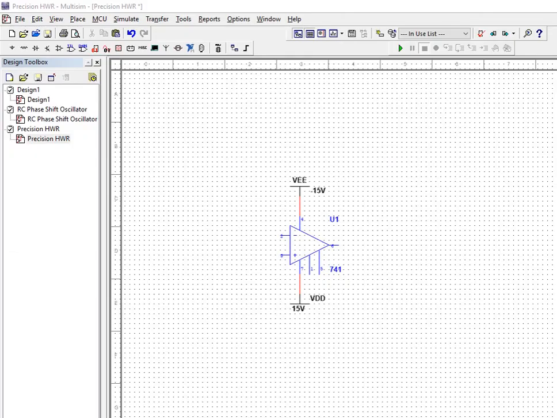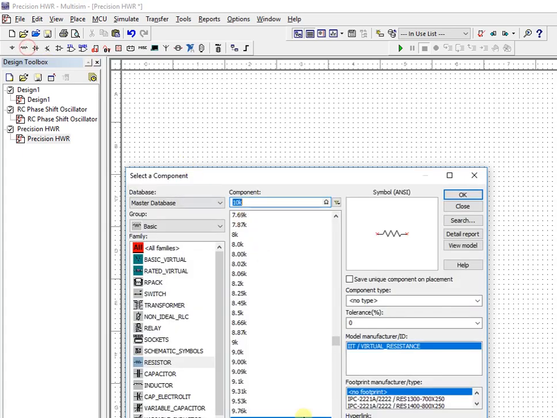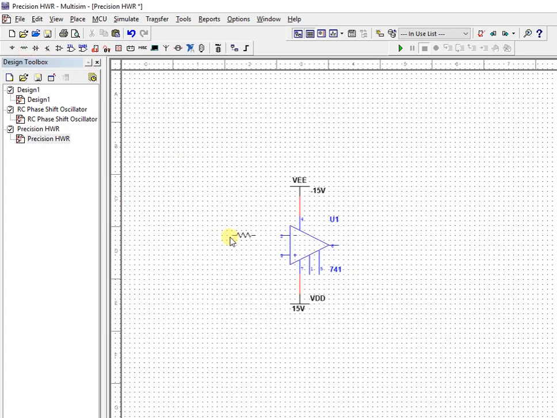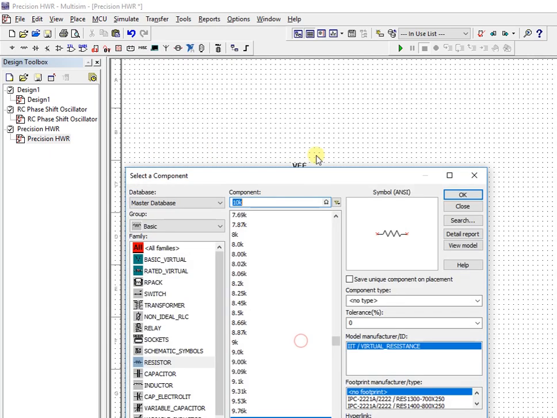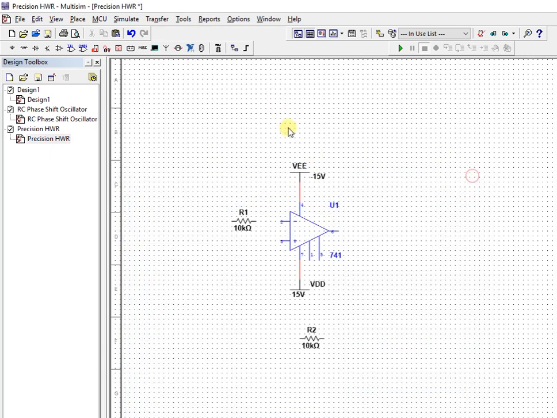Now that we have understood the required components, I am going to place all the required components on the design window, that is the op-amp with dual power supply, the required resistances, and the AC signal voltage source. I will try to make the circuit very neat and clean by arranging the resistances and the various components either vertically or horizontally.